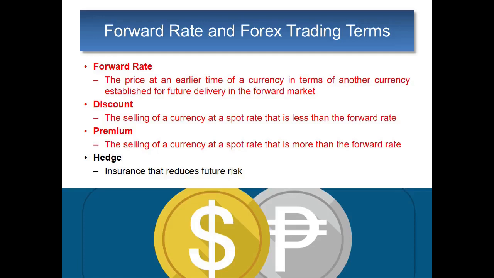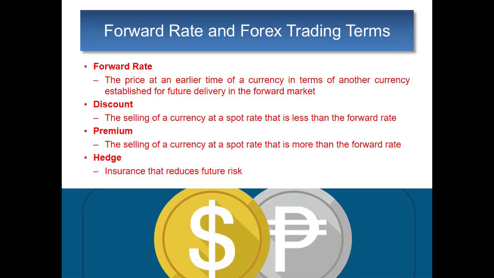Premium is the opposite, the selling of a currency at a spot rate that is more than the forward rate. If the peso was expected to appreciate in the 60-day forward market against the dollar, it would be selling at a premium. For instance, if the spot rate for the dollar is 45 pesos and after 60 days the forward rate is 43 pesos, the market expects that the Philippine peso will appreciate relative to the dollar in the next 60 days.